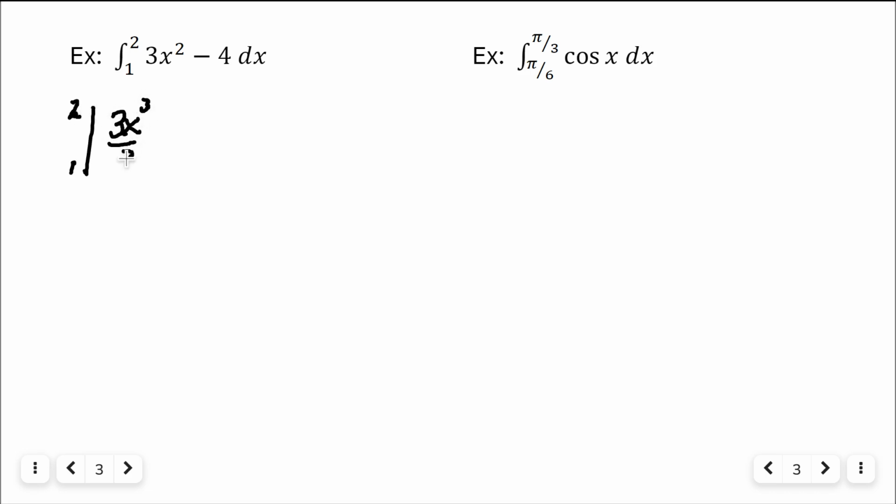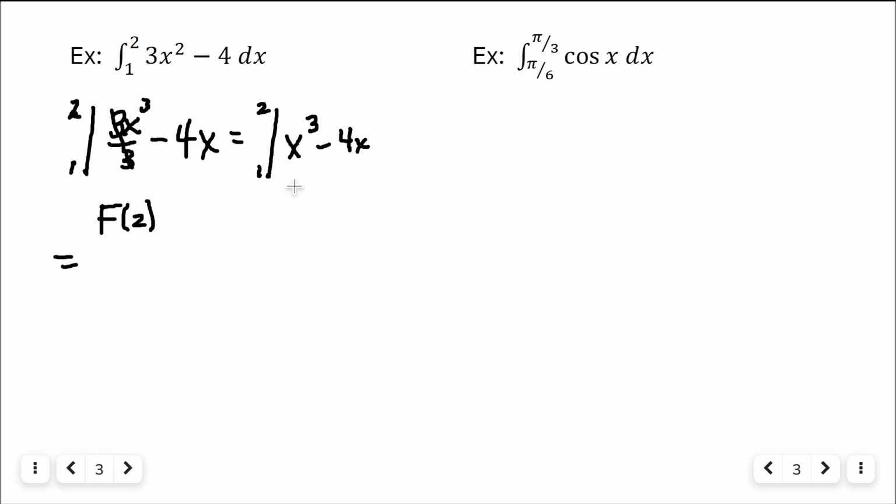3x cubed over 3: add 1 to the power, divide by what I get. Minus the integral of 4, which is 4x. So the 3's knock each other out. This gives me, evaluating from 1 to 2, x cubed minus 4x. To do that, I'm going to calculate two things. I need to calculate big F of 2, so I plug 2 into this, and then subtract big F of 1, plug 1 into this. Top bound minus bottom bound.